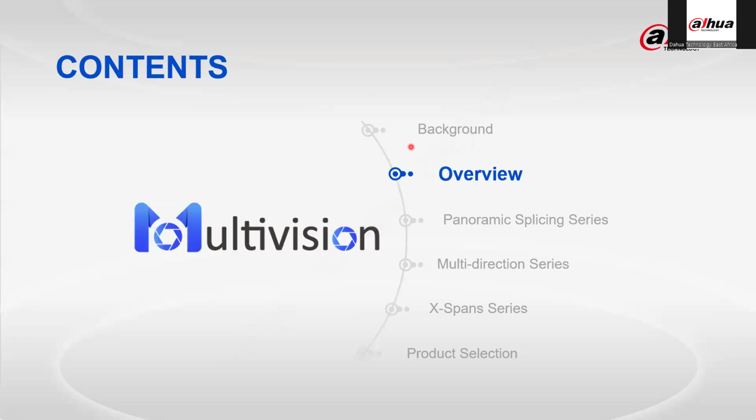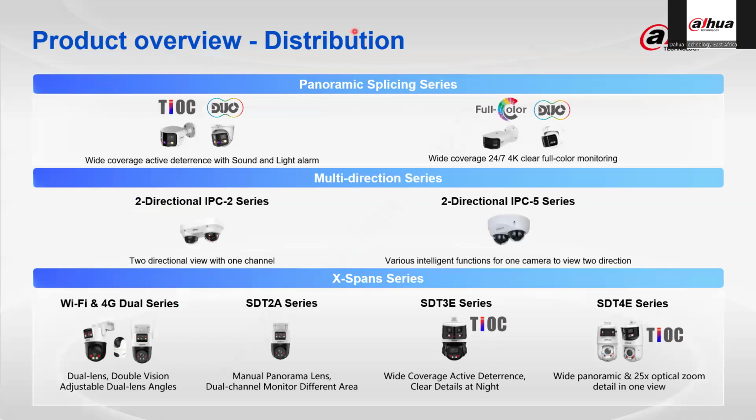Let's take a look at the overview of this particular product, to see how they look. So for this part here, we have the product overview. This is majorly for the distribution end. We have distribution products, and again, we have the projects products. So these distribution products are the products which are fast moving within the markets, and this is what I want to promote to you. So we have, for example, here the panoramic splicing series. We have two: the TIOC product and the TIOC duo products. These are the two actually.